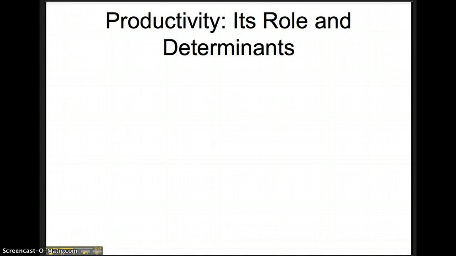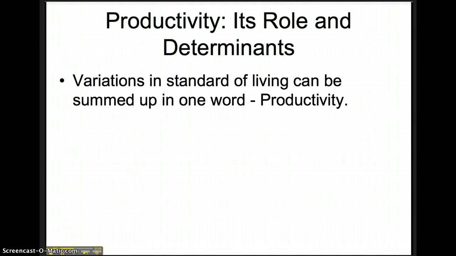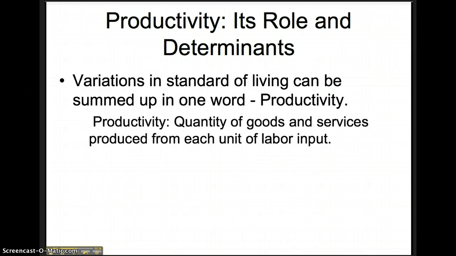The answer to what explains the differences in living standards is actually quite simple. This chapter focuses on the role of productivity and what determines productivity. Variations in living standards can be summed up in one word: productivity. If we say that people in the United States have a greater standard of living compared to those who live in India, what we are really saying is the United States is more productive than India. Productivity is defined as the quantity of goods and services produced from each unit of labor input.